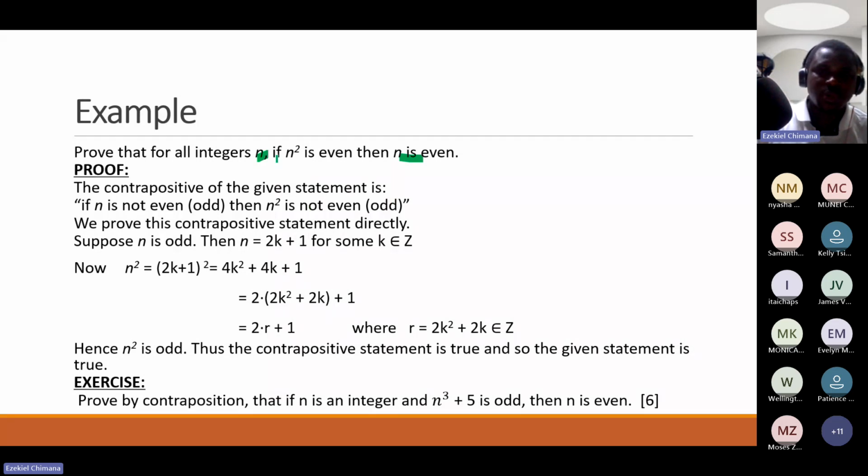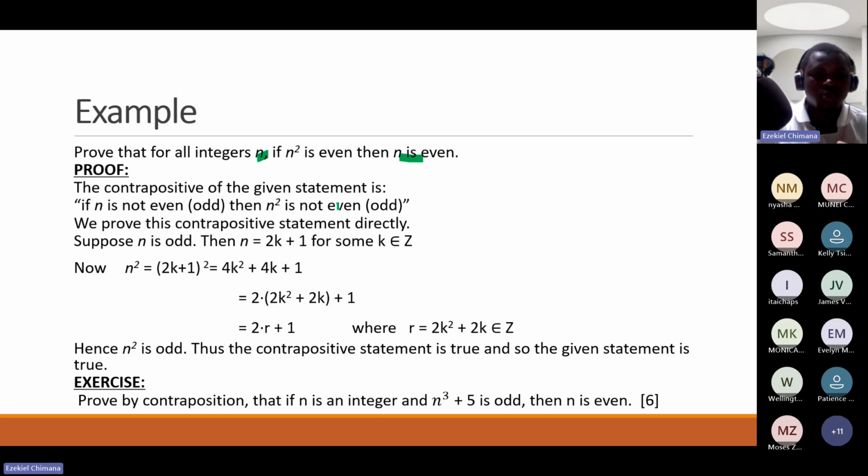Remember, we are saying if n squared is even, then n is even. So if P, then Q. The contrapositive is: if the negation of Q, then the negation of P. So here we are saying odd, odd, but we start with this one implies this one. So if n is odd, then n squared is odd. Simple. That's what you are going to try to prove.